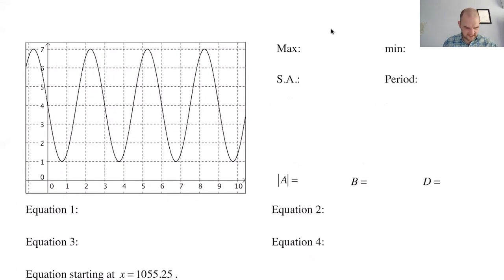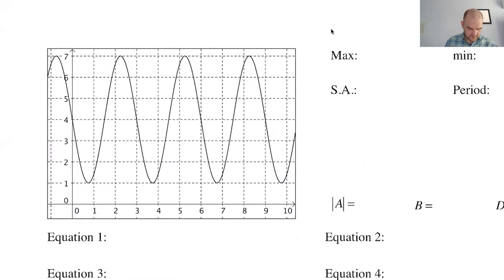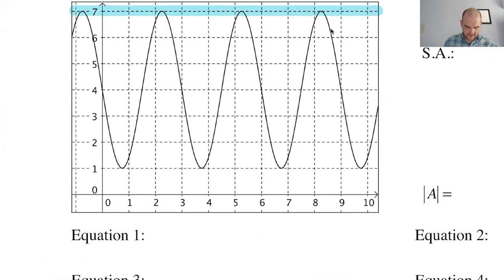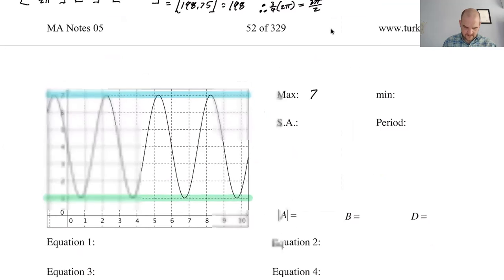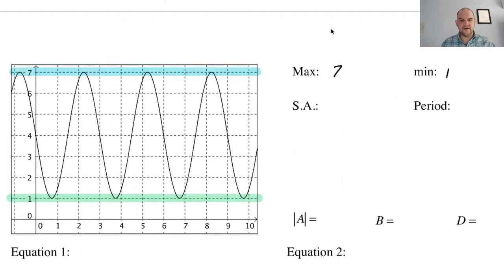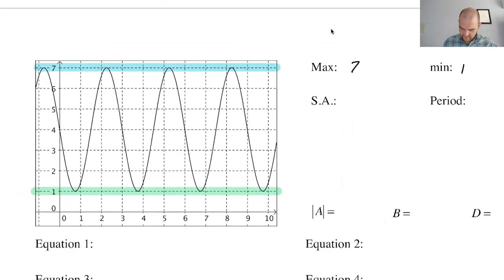So first thing I need is a maximum, and you can see that's at 7. The minimum you can again see is going to be at 1. And so let's get those. And then the sinusoidal axis is the average of those. So add them together, divide by 2. That's going to give me 4, right?